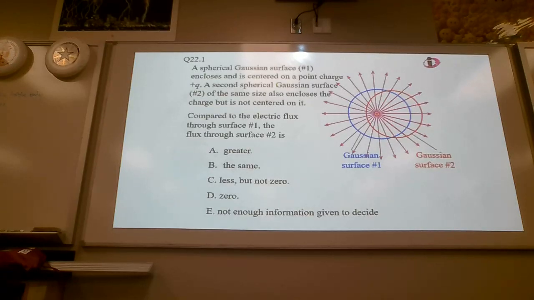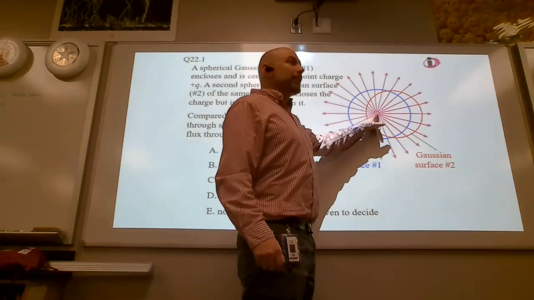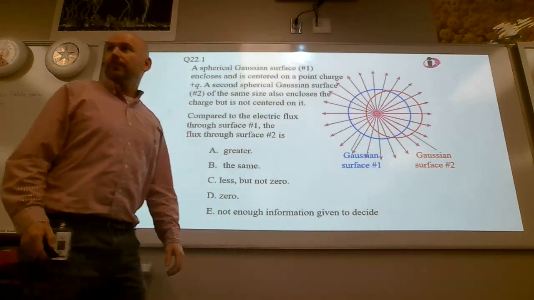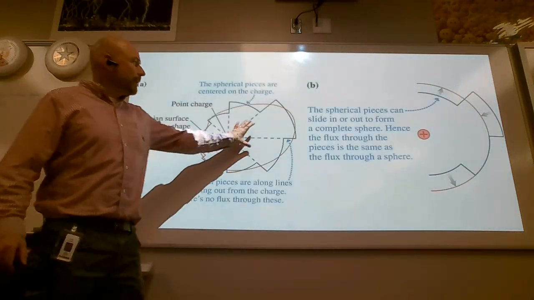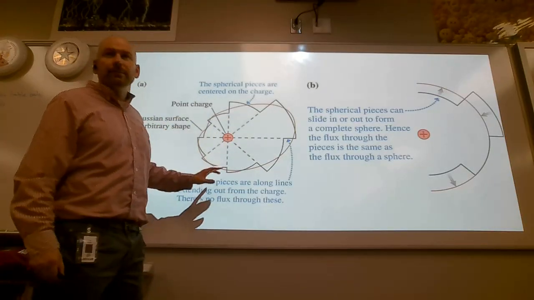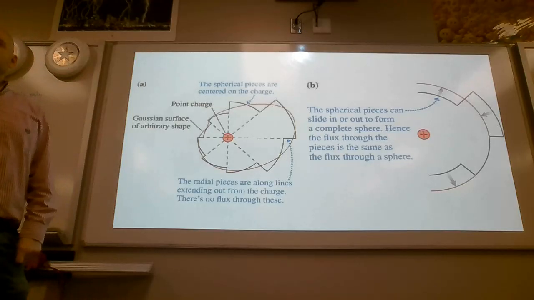Correct answer is B, the same. Okay, it does not matter how you draw this Gaussian surface, the enclosed charge is still enclosed. So it doesn't really matter even how you draw your Gaussian surface. It's going to have the same amount of flux going through.